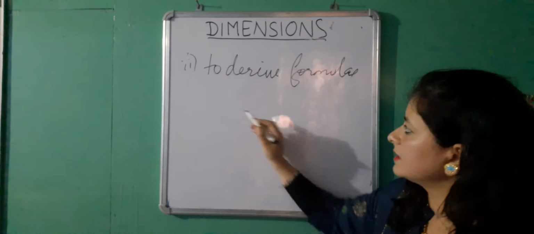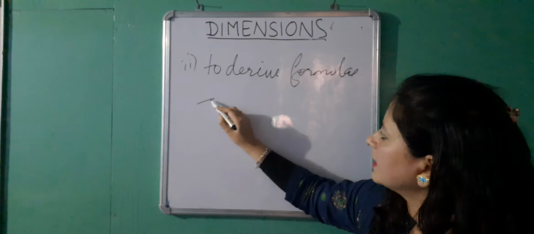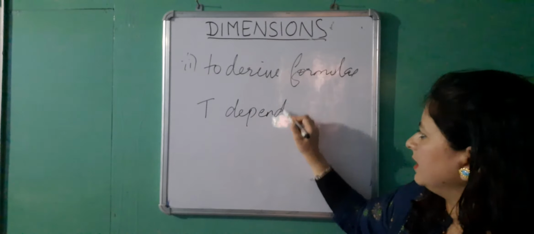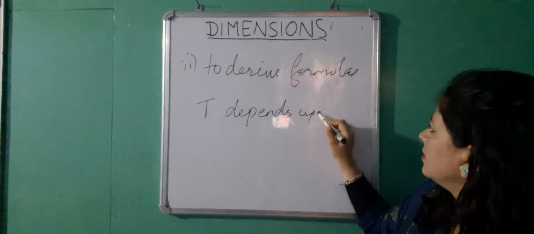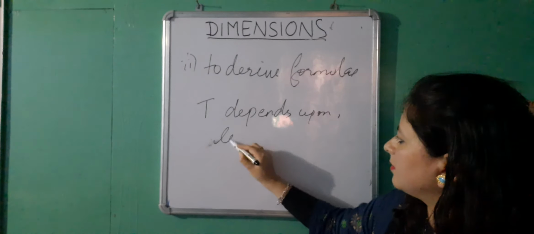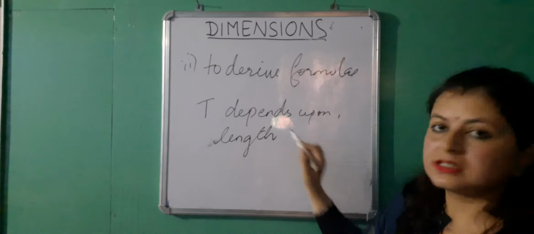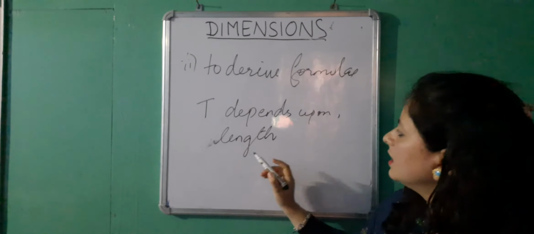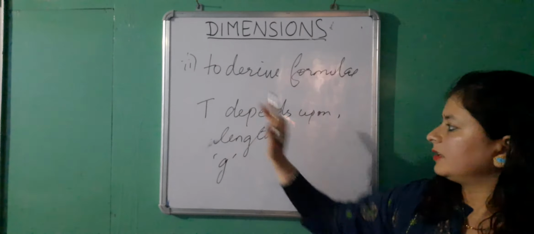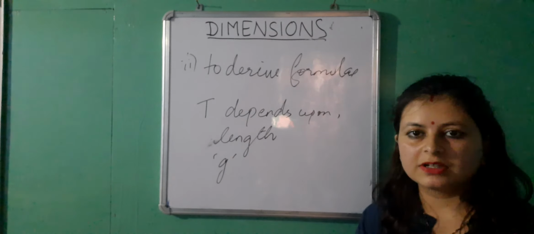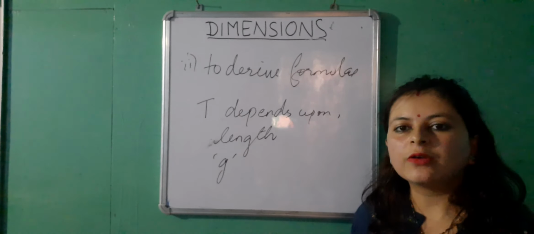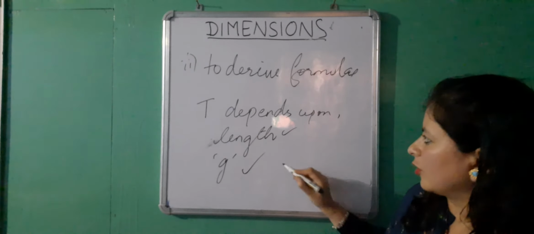Now, for example, if I take a simple pendulum, the time period of a simple pendulum, we don't know the formula in the beginning. Okay. So it depends upon mass. It depends upon the effective length of the pendulum. We know it depends, but we don't know how it depends. It also depends on acceleration due to gravity g. We know that time period depends upon length and acceleration due to gravity, but we don't know how to write them in a formula because we don't know the powers to which these are to be raised in the formula for time period.